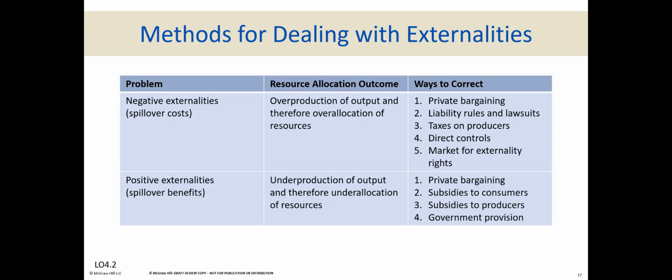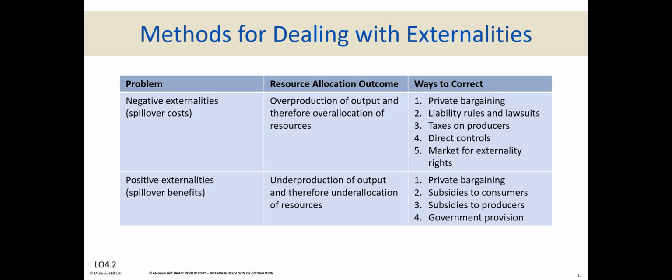There are different ways to fix externalities. Negative externalities like pollution have spillover costs, and we have the overproduction of output and therefore overallocation of resources. How can we correct this? You can read about them in the book, but mainly I talked about direct controls and taxes on producers, which increase the cost and shift the supply curve to the left, reaching the optimal level. And we might have private bargaining, liability rules and lawsuits, and we can just set up a market for externality rights.